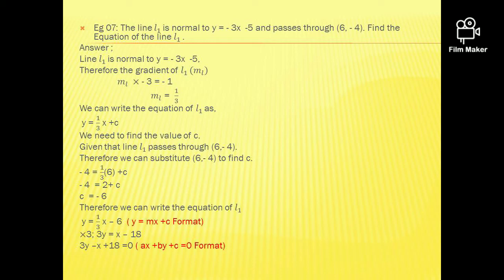This is called the y equals mx plus c format. Then I will multiply this entire equation by the denominator of the gradient. 1 over 3 means 3. If you multiply everything by 3, you will obtain 3y equals x minus 18. Then I will take all the terms to one side. There it turns into 3y minus x plus 18 equals 0. This is called the ax plus by plus c equals 0 format.